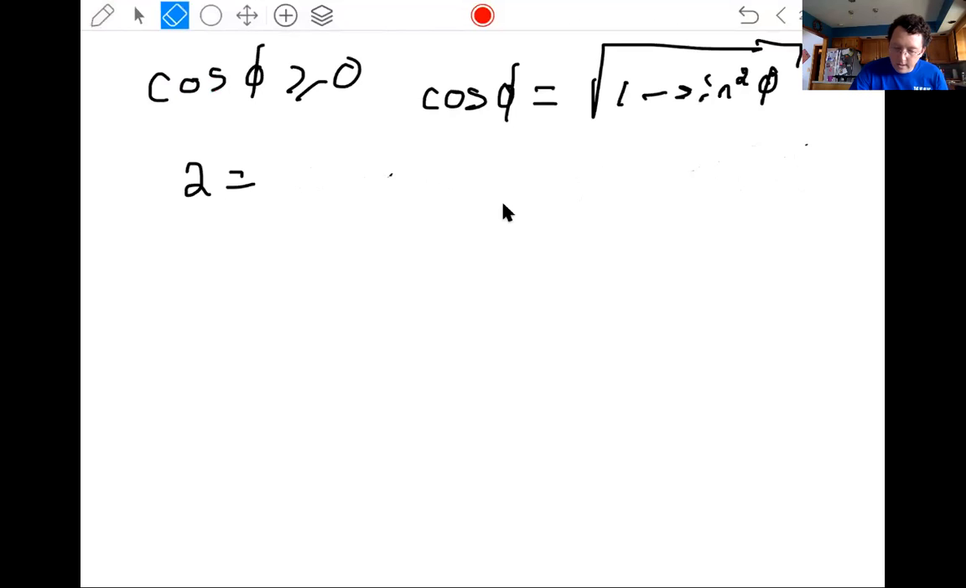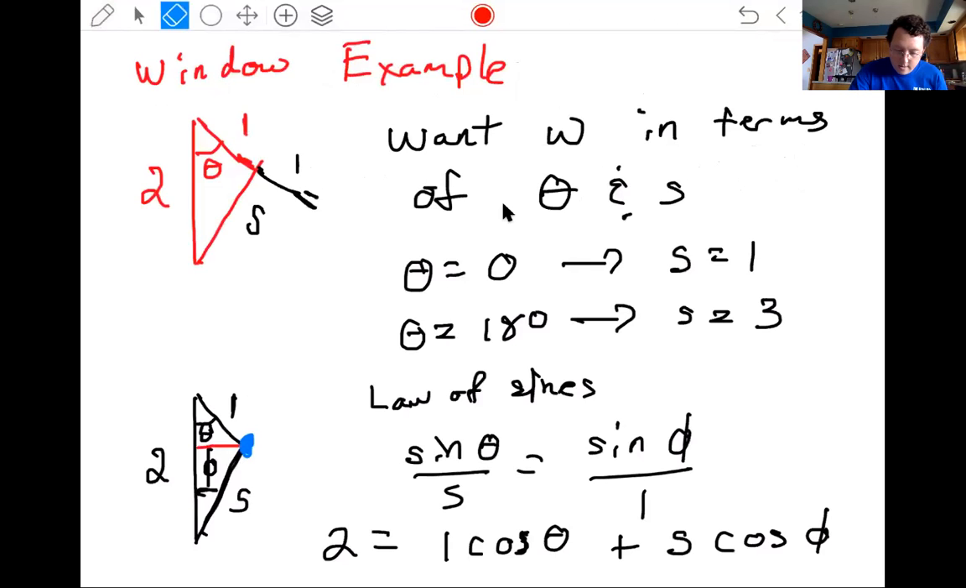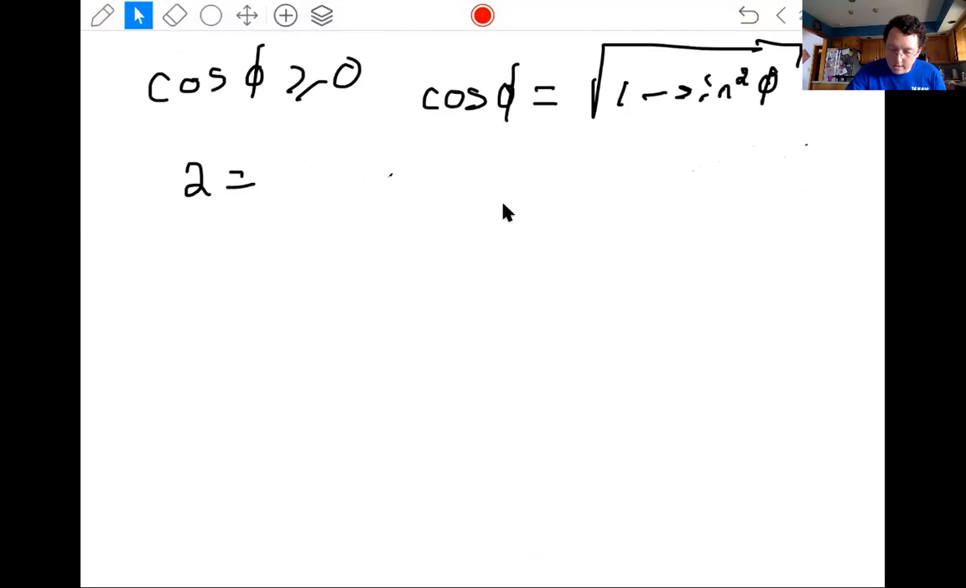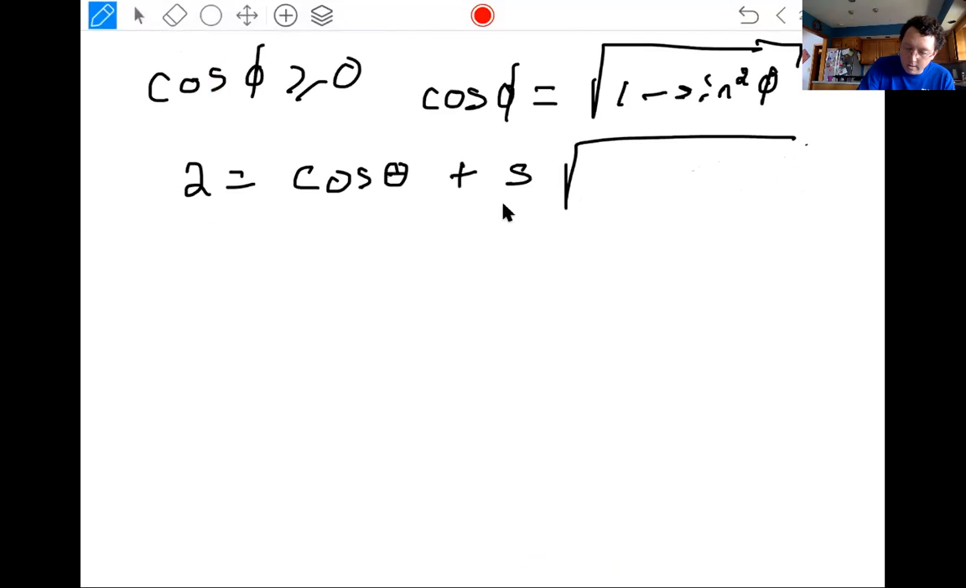Okay, so all I'm doing is writing this equation out. I've got 1 times cosine plus s times cosine of phi, and then I'm using this expression for cosine of phi. So 2 equals, now let's fix it. That's going to be cosine theta plus s times the square root of 1 minus sine squared theta over s squared. Don't forget to square everything.